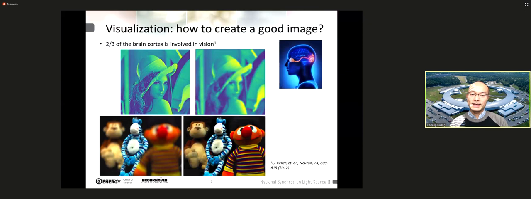It really depends on what you are looking for. So this simple example gives us a hint that although we are so familiar with visualization, there may be some details worthwhile to be discussed, and that's what we want to do today. And of course, today's topic is about X-ray microscopy.